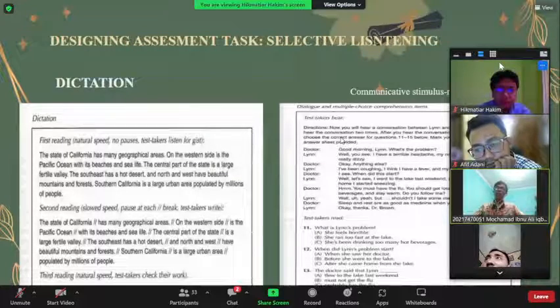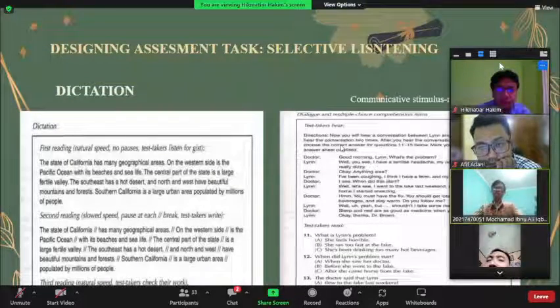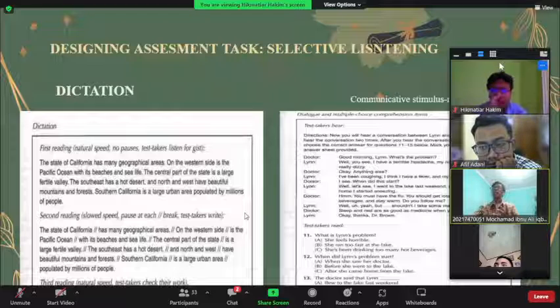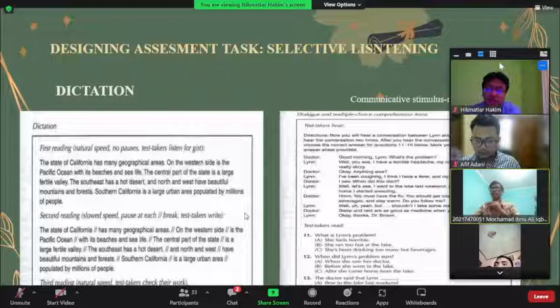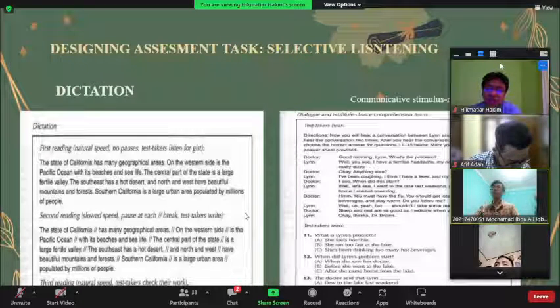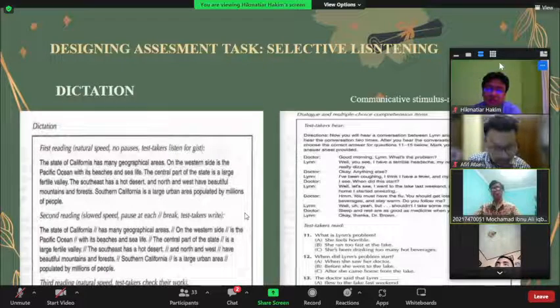And last, as assessment tasks become more and more open-ended, they more closely resemble pedagogical tasks. For example, in extensive listening, dictation is a widely researched genre of assessing listening comprehension.